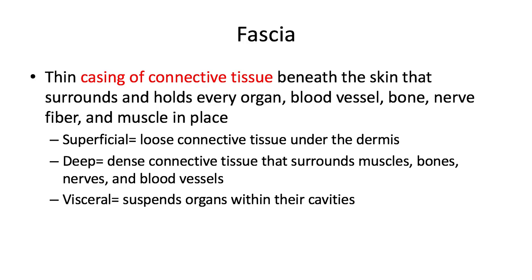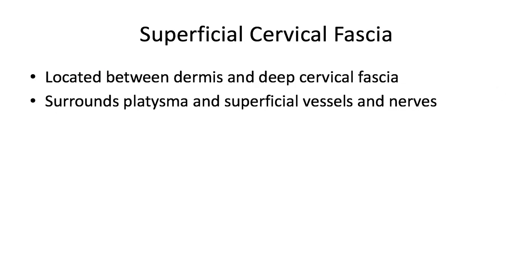There are three distinct layers. The superficial fascia is a loose connective tissue immediately under the dermis layer. The deep fascia is dense connective tissue that's deeper down and surrounds the actual muscles, bones, nerves, and blood vessels. And the visceral fascia is that specific layer that suspends organs like the heart and the lungs within their respective cavities.